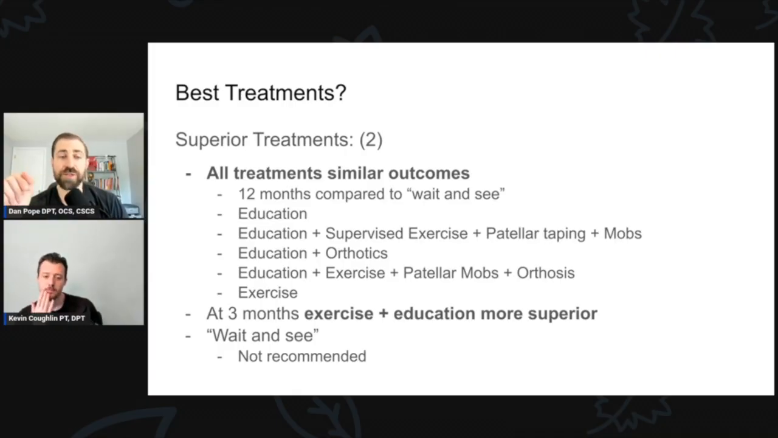And at 3 months, the exercise and education group was superior, right? So if you slap that orthotic into someone's shoe, give them a pamphlet, at 12 months they're going to have the same outcome as exercise. But if you do exercise with education at 3 months, that's actually superior. And last thing they said is that they do not recommend wait and see, for the revert to the mean police, right? It was not recommended.